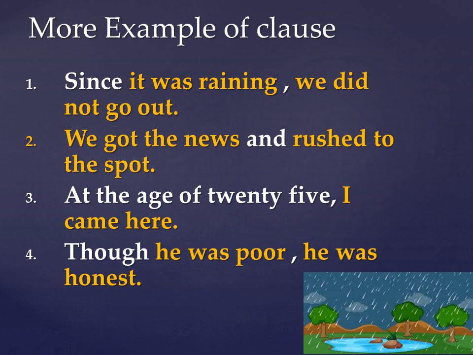Though he was poor, he was honest. The he was poor is subject and verb. You find subject and verb here. And he was honest, it has also subject and verb. So there are two clauses.